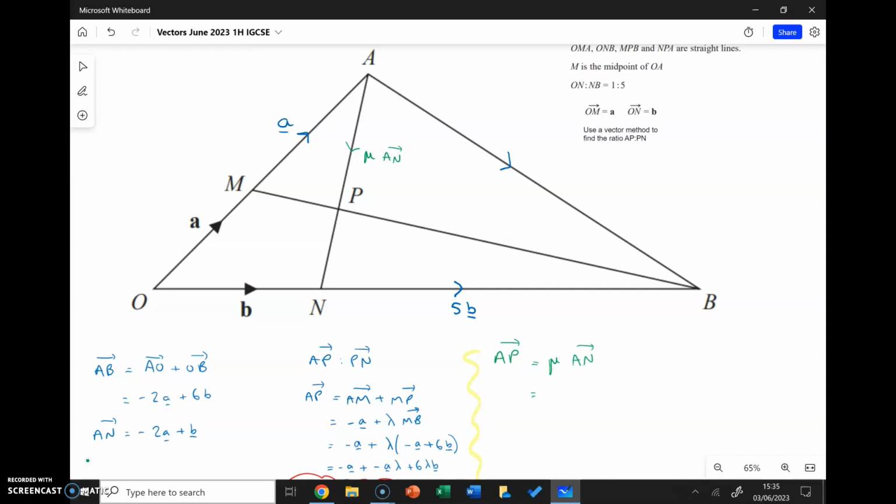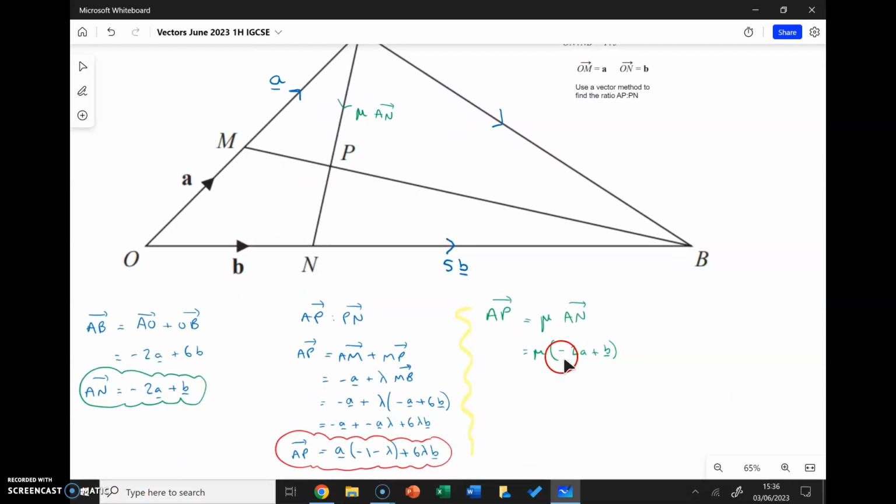So now I need to think about, well, how would I get from A to N? Now I worked it out, didn't I? Oh yes, remember? Over here, we worked out A to N. That was minus 2a plus b. So what we're saying here is you can go from A to P this way, or you can go from A to P this way. Now they must be equal to each other because it's the same distance. So these two vectors are the same. Well, if they're the same, then I must be able to say something special about that.